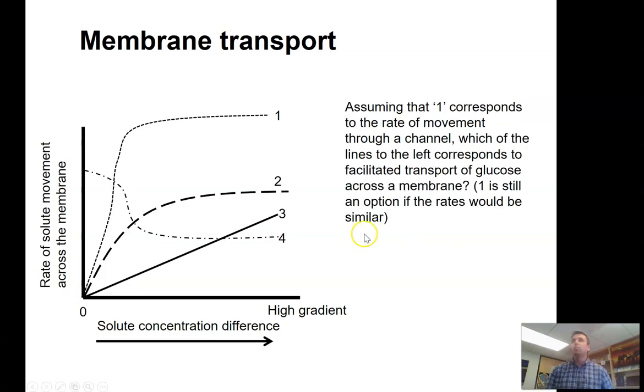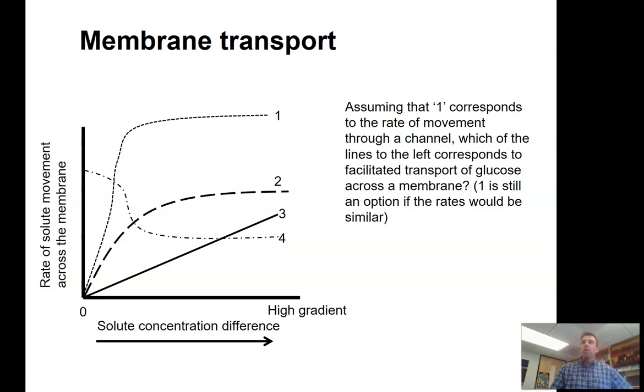Assuming that number 1 now corresponds to the rate of movement through a channel, which of the lines to the left, all right, and they're mostly the same, but they've moved around a little bit, so pay attention to what they look like. So assuming that this one here, number 1, corresponds to the rate of movement through a channel, which corresponds to facilitated transport of glucose across the membrane, right? So glucose, relatively large, not way large, but still a large polar molecule that's larger than water, right? So which one of these would make the most sense there? Give me your answer and your reasoning, and then move on.